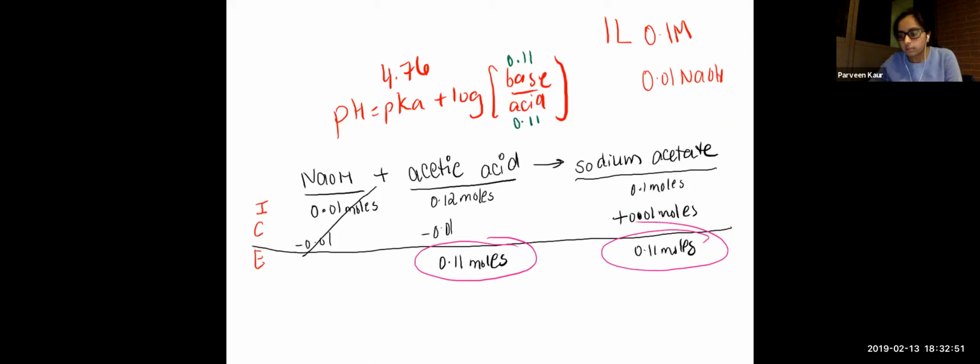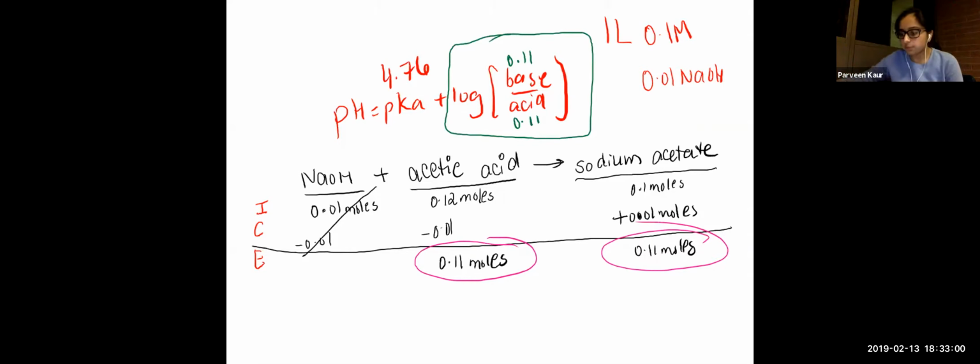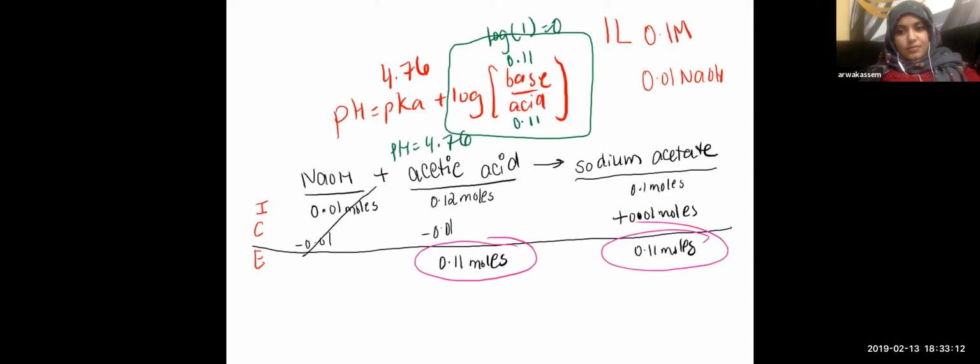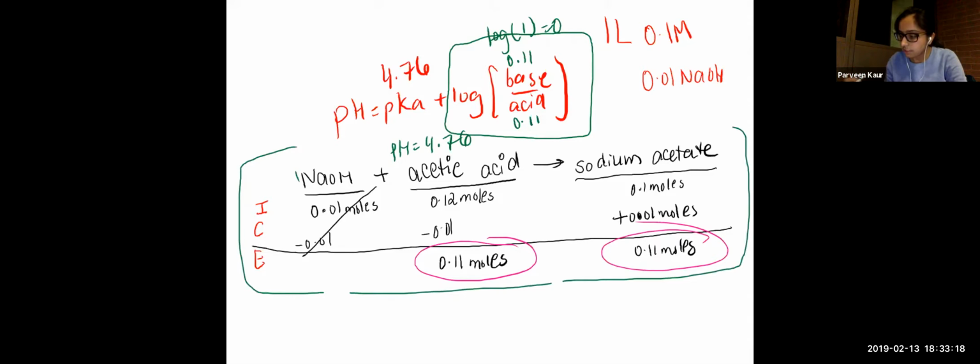When you take the log of this, what do you get? The log of 1, which is 0. So 4.76 plus 0 is 4.76. Just remember, when you're adding something, you want to do the ICE table, unless the problem tells you there's no effect of the solvent added.